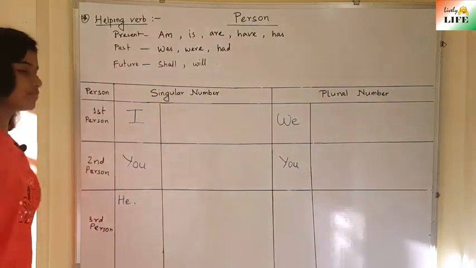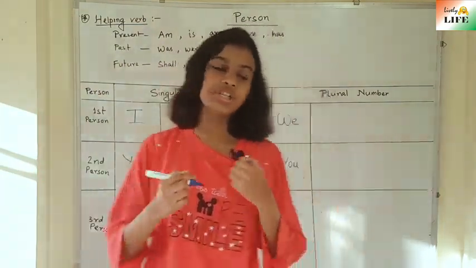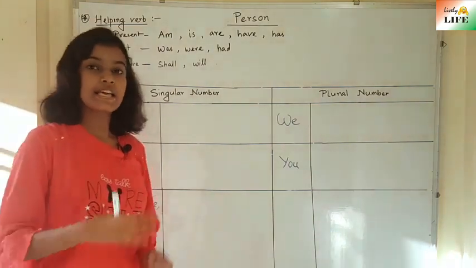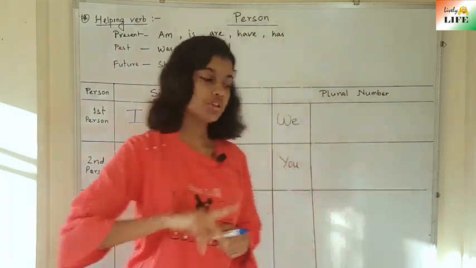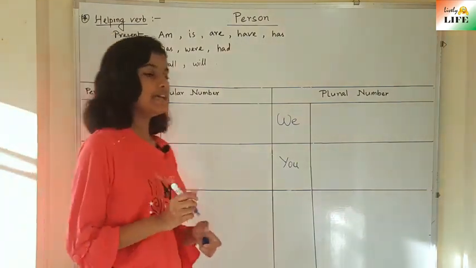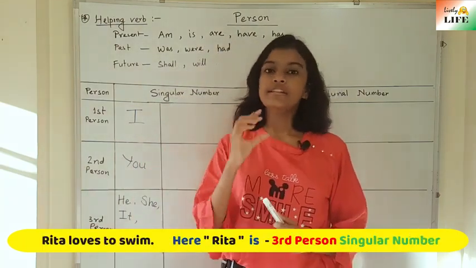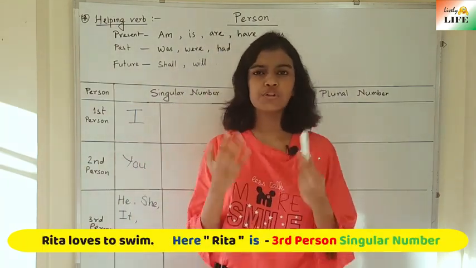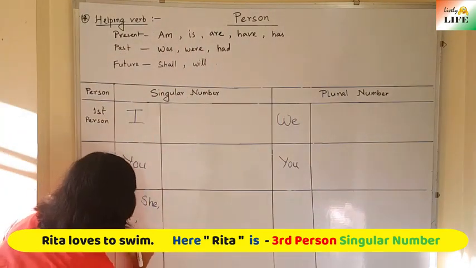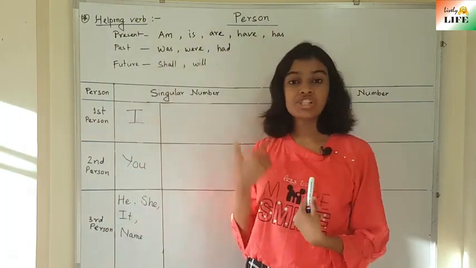Then she is, we are talking about one particular girl, so she is also singular. It means what? Any object. It is also singular. And anyone's name. Suppose Rita loves to swim. Here Rita is what? It is the name of one girl, right? So Rita is a singular number. So anyone's name. Or it can be anything as well. My watch is kept on the shelf.